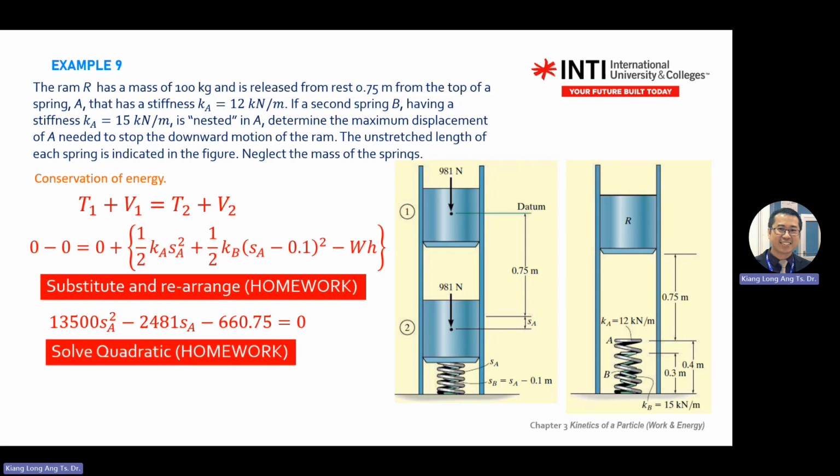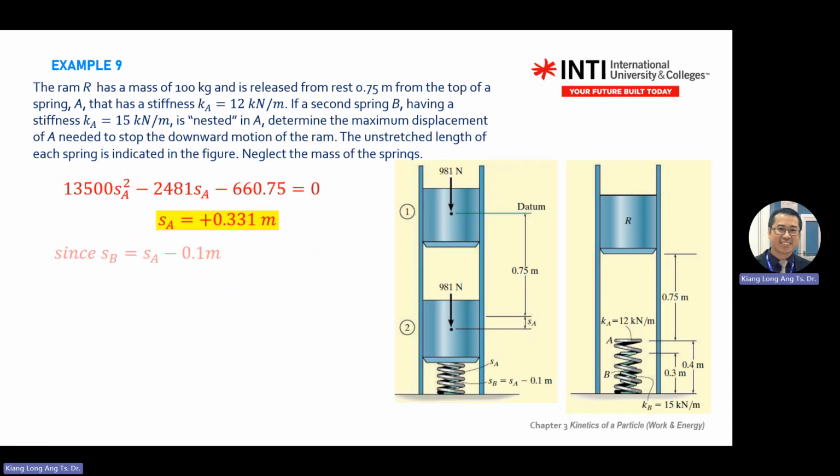You need to solve a quadratic equation because of the S squared there. S squared, you have positive and negative roots, so pick the positive value, 0.331. Pick the positive because your direction going down is positive. Your spring presses down, positive goes down. Okay, so this is how you solve. With this, you can find your SB if you want.